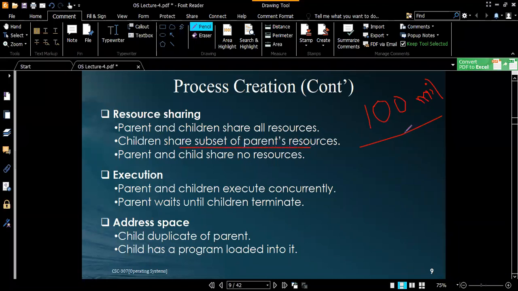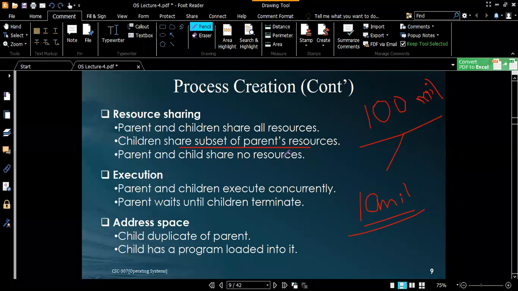So basically out of this 100 mil, you take 10 million, and then you let your child use only money from the 10 million. The rest, 90, is reserved for you. You don't let your children use that 90 million. Third one is parent and child share no resources.